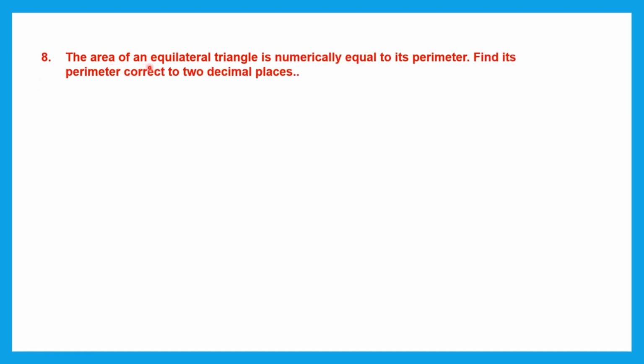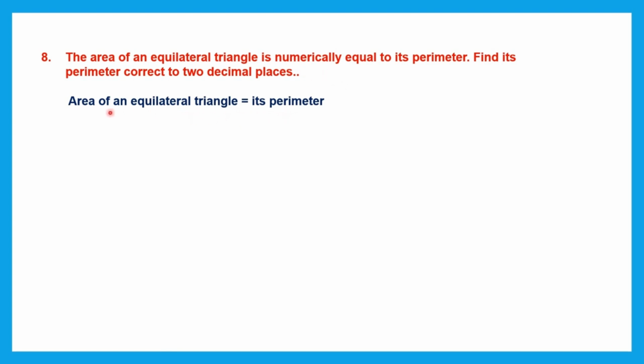Question 8. The area of an equilateral triangle is numerically equal to its perimeter. Find its perimeter correct to two decimal places. So what does it say? It says that the area of an equilateral triangle is equal to its perimeter numerically. They are equal to each other.